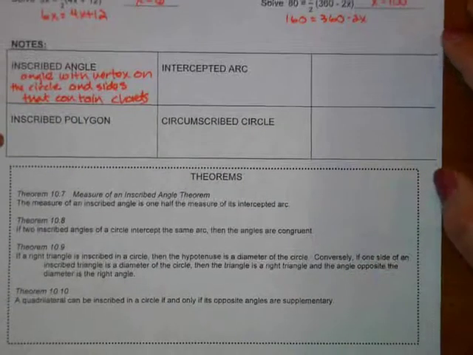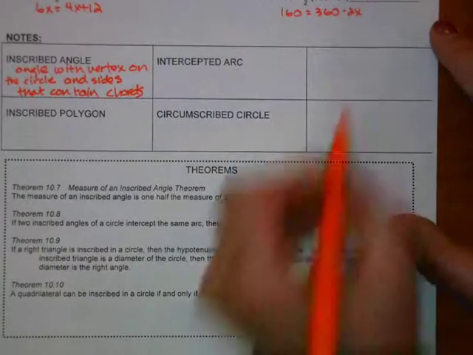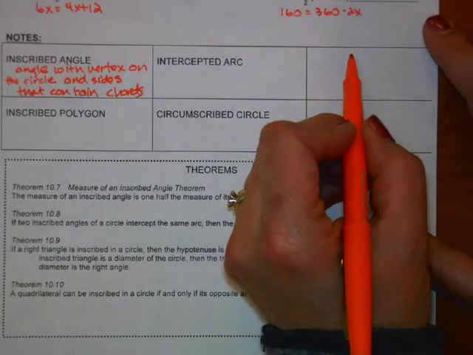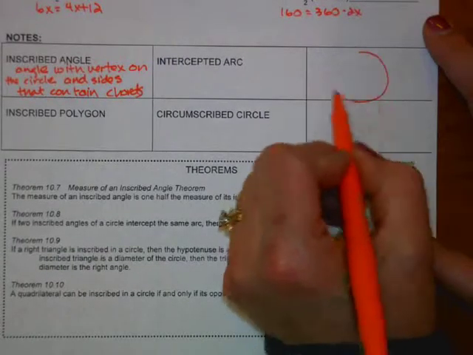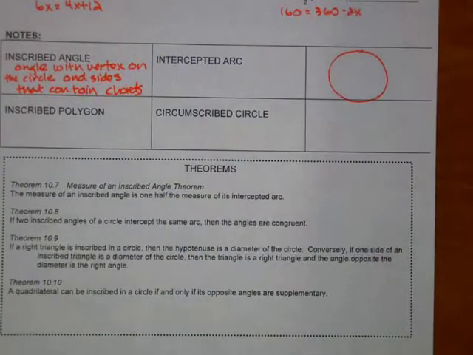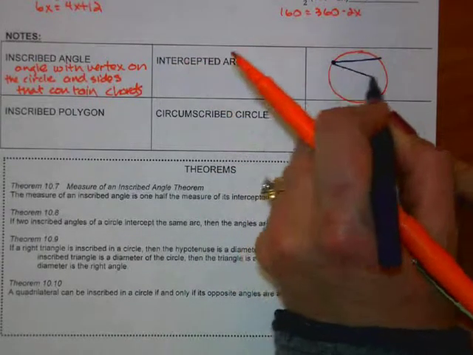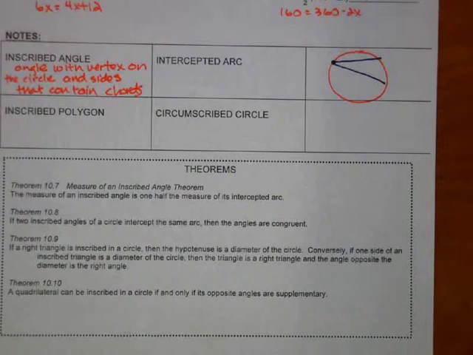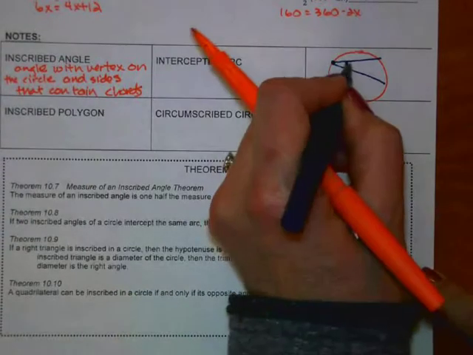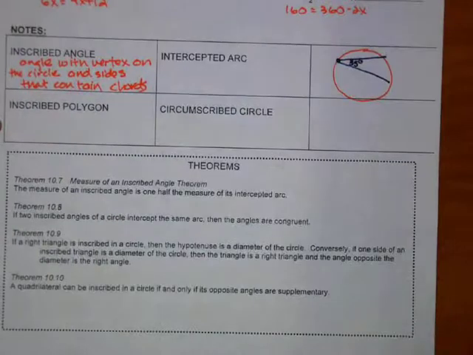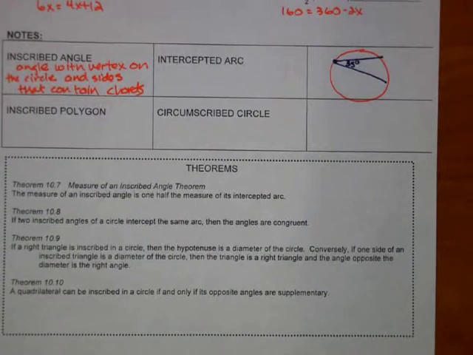Sides that contain chords. So I left this here so we could draw a picture, right? So we're going to draw an inscribed angle. Maybe look something like this. So let's say this angle is 35 degrees. So the vertex is on the circle, and it's made up of 2 chords, right? Not necessarily congruent or anything like that.